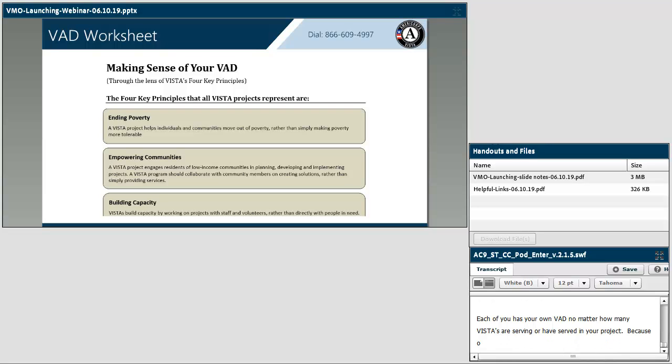Now, because the VAD is your work plan for the year, we strongly recommend that you focus on it with your supervisor in the next few weeks. And we also recommend that you refer to it throughout your year of service.